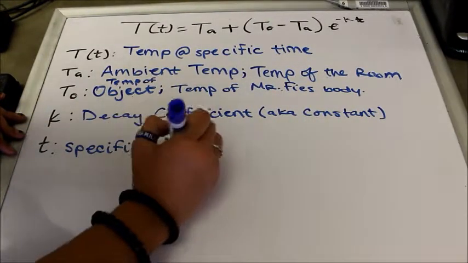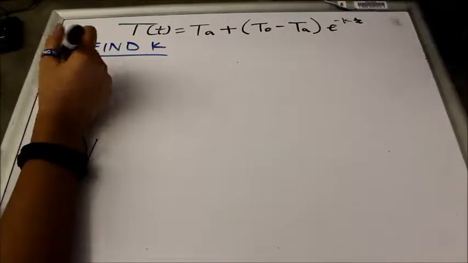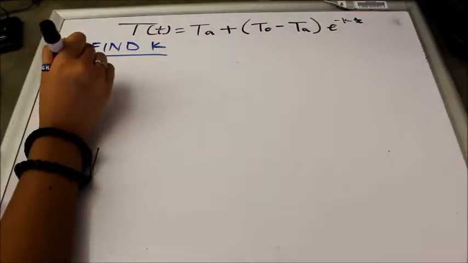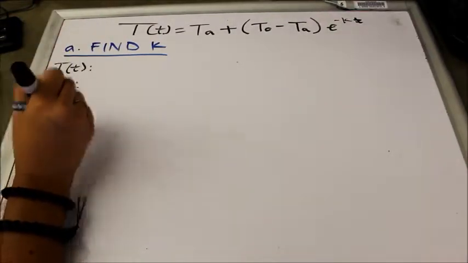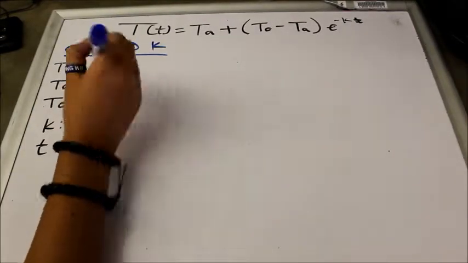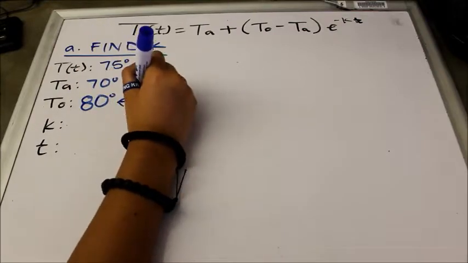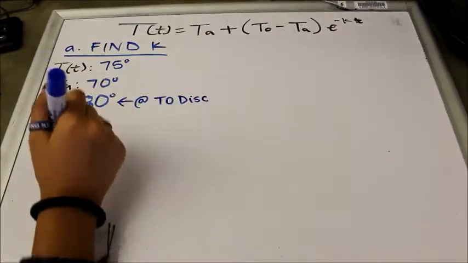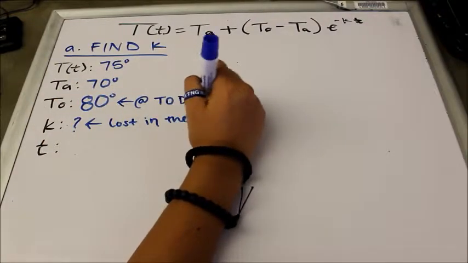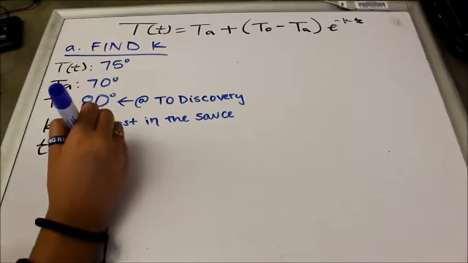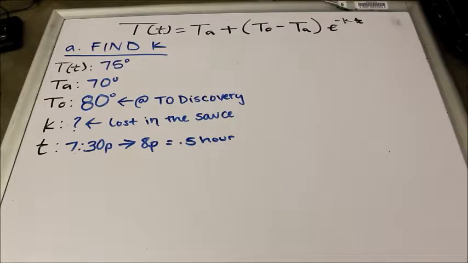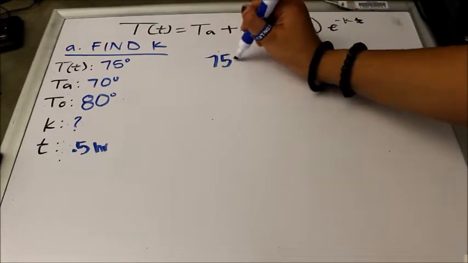For this problem, the first step to solve is to find the value of K. First, determine the value attached to each part, which goes as follows. Big T of little t is 75 degrees because at 8 p.m. the temperature of the body is 75 degrees. TA is 70 as the room is kept at a constant 70 degrees. TO is 80 degrees because that is the temperature at which the body was found. We are solving for K, so currently it is lost in the sauce, and little t is 0.5, as the time lapse between 7:30 and 8 p.m. is 30 minutes, which is 0.5 of an hour.